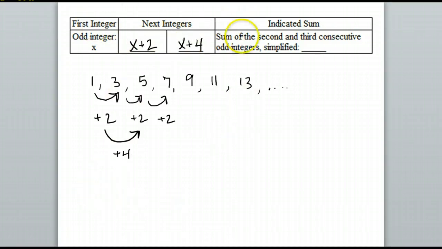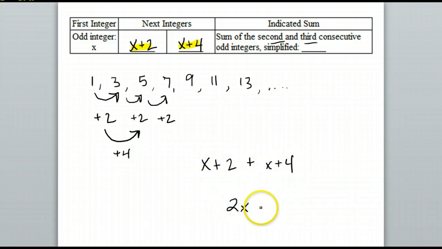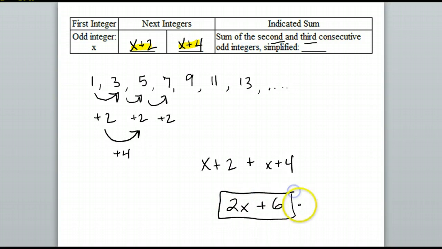Alright, and then they want the sum of the second and the third. So only this one and this one. That means we're going to add x plus 2 and x plus 4. So that's 2x plus 6. And that's what we would put right there in that blank.